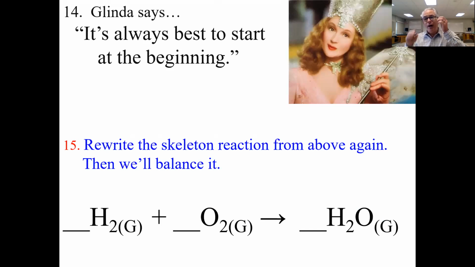Now, we're going to have to rewrite that. Now, this is Glinda the Good Witch from The Wizard of Oz. And the best line in the whole movie is when she says, it's always best to start at the beginning. How do you balance a chemical reaction?